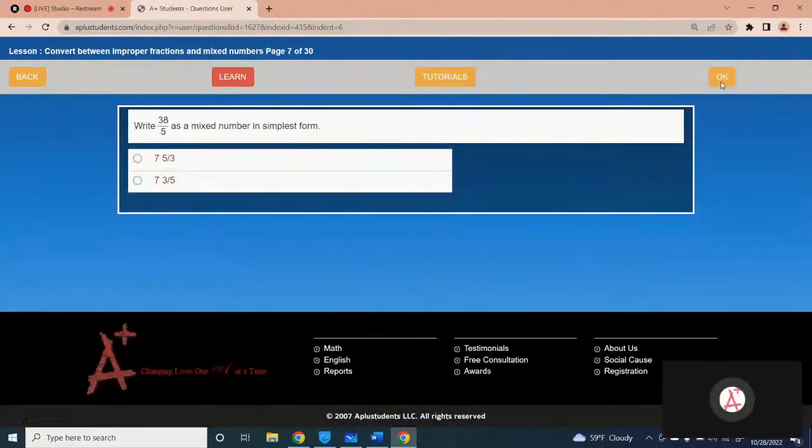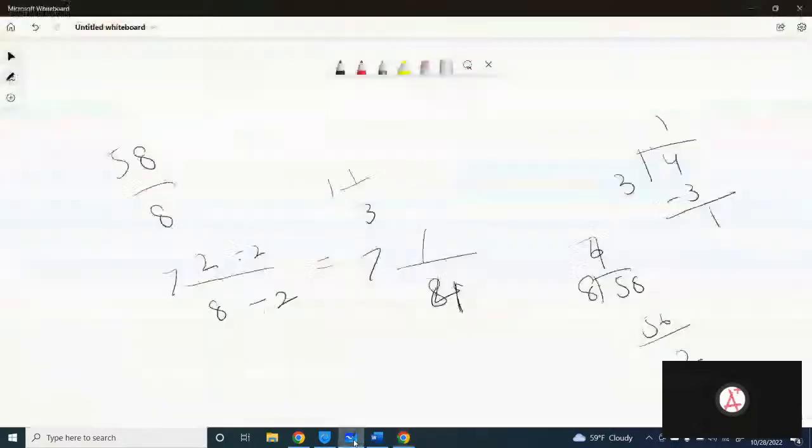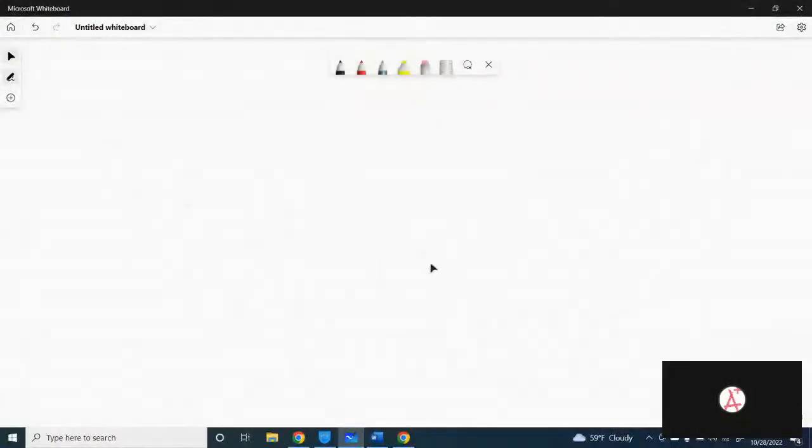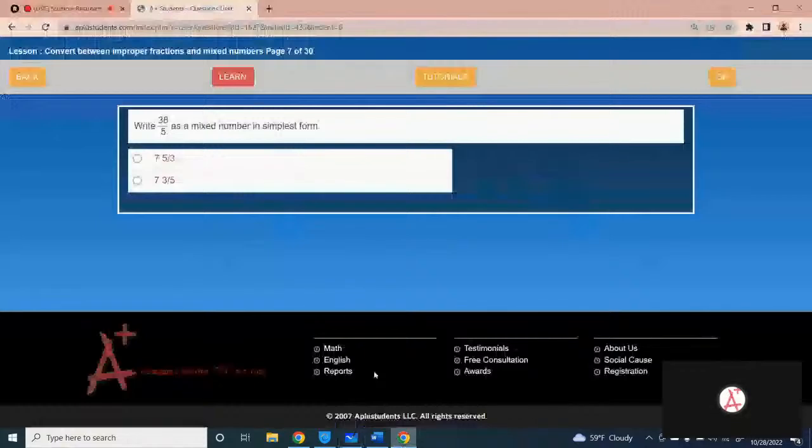Okay, the next one is write 38 by 5 as a mixed fraction. 38 by 5. So 5 times 7 is 35 and 38 minus 35 is 3. So this would be the whole number. It would be 7 whole 3 over 5. Got it? So just select the correct option and click on the OK button.